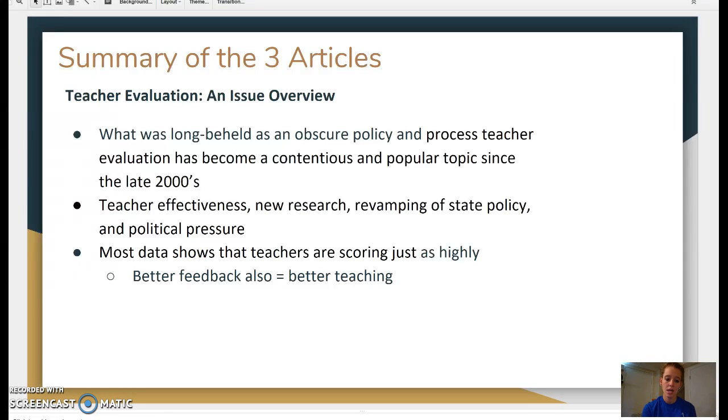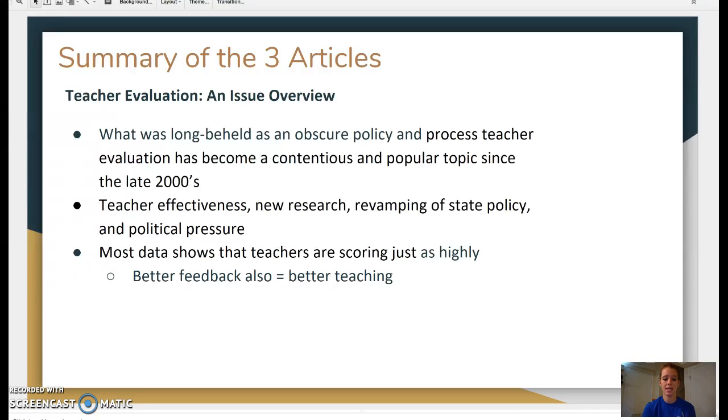Some of the factors that are included with why teacher evaluation processes were changed, and a lot of it had to do with new research on teacher effectiveness, wanting teachers to be more effective, revamping state policy on student accountability and teacher accountability, and then just a lot of political pressure to get our students to better places, to be more competitive in the workforce and in the world.